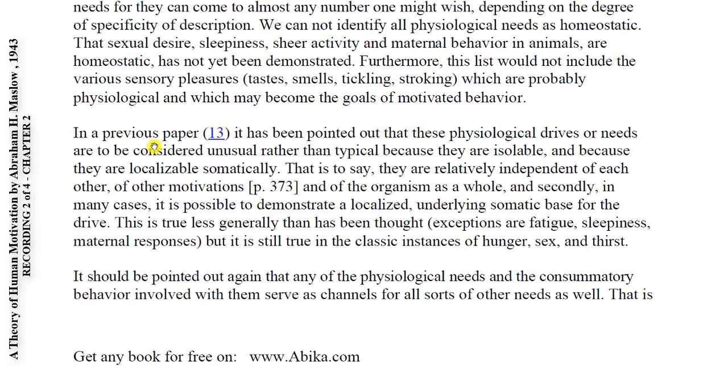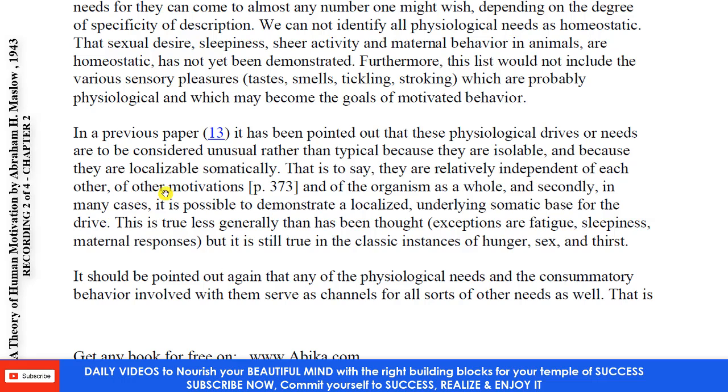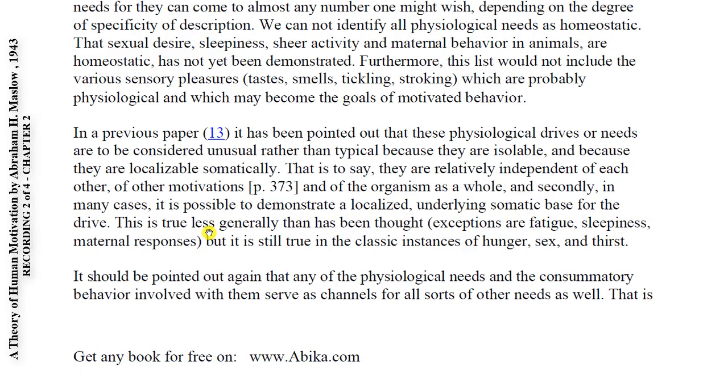In a previous paper, it has been pointed out that these physiological drives or needs are to be considered unusual rather than typical because they are isolable and because they are localizable somatically. That is to say, they're relatively independent of each other, of other motivations of the organism as a whole, and secondly, in many cases, it's possible to demonstrate a localized, underlying somatic base for the drive. This is true less generally than has been thought.